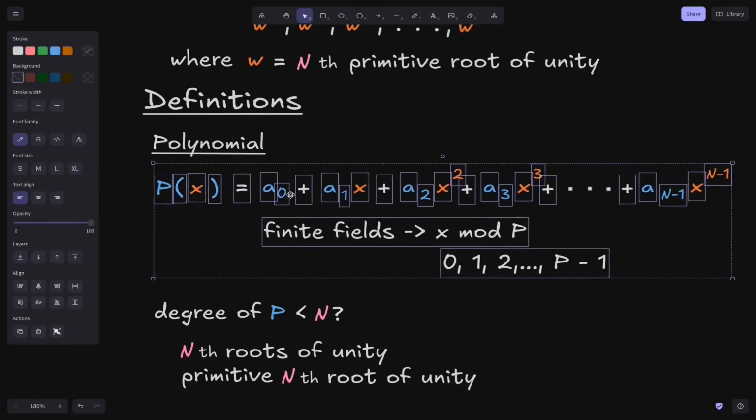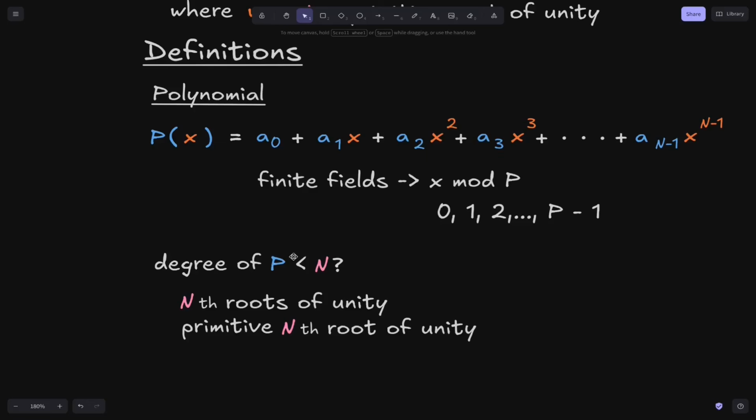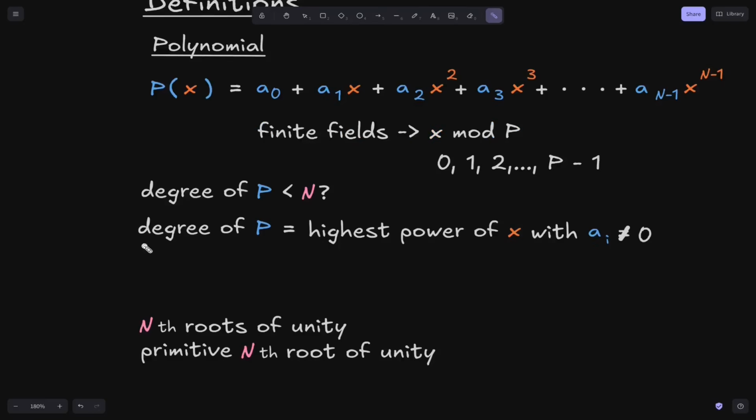So now that we know what a polynomial is, what is the degree of a polynomial? What does it mean for a polynomial to have degree less than n? The degree of polynomial p is the highest power of x where the coefficient a_i is not equal to 0. So looking at this equation, let's say that the coefficient a_(n-1) is not equal to 0. It's a number between 1 to p minus 1. Then in this case, the degree of this polynomial will be n minus 1, since the highest power of x with a_i not equal to 0 in this expression will be n minus 1.